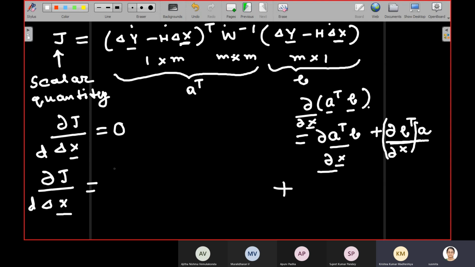So if you take the transpose inside, you have delta Y transpose, and this one will be what? Delta Y transpose. What is the transpose of the second term? H delta X. What is the transpose? Delta X transpose into H transpose. So if you take the derivative, which term will come? H transpose will come. W inverse will come. And then B also you need to put.